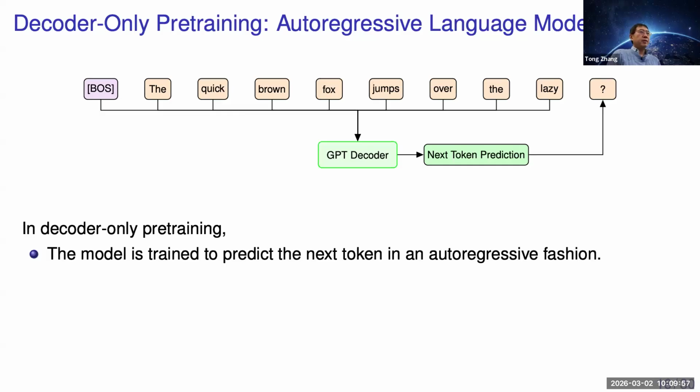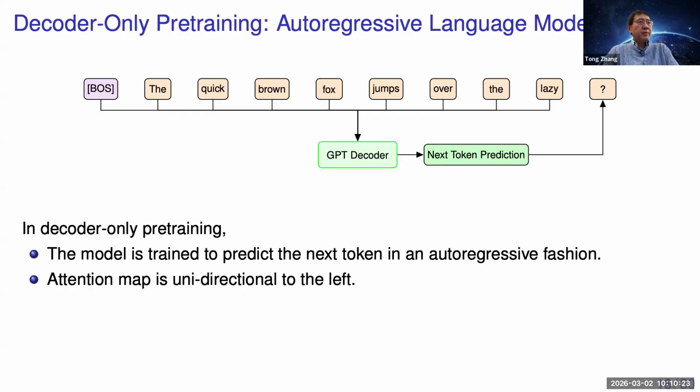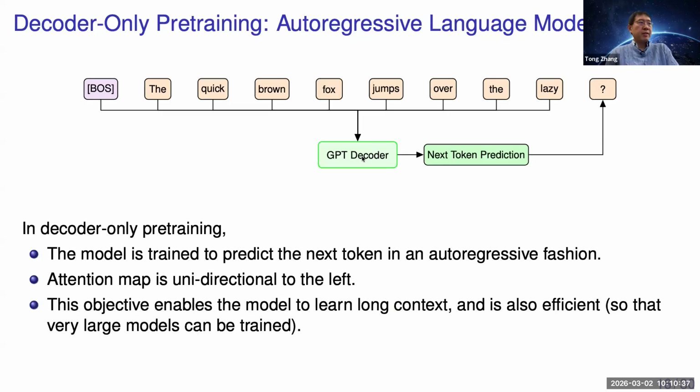In decoder-only pre-training, the model is trained to predict the next token in an auto-regressive fashion. Of course, the disadvantage is that when you do the decoding, you have to go one at a time. People have created some other creative ideas to try to do better than this, but those are very specialized topics. If you don't do that, then it's just one at a time. The attention map is unidirectional to the left, always. Basically, it's a causal attention map.